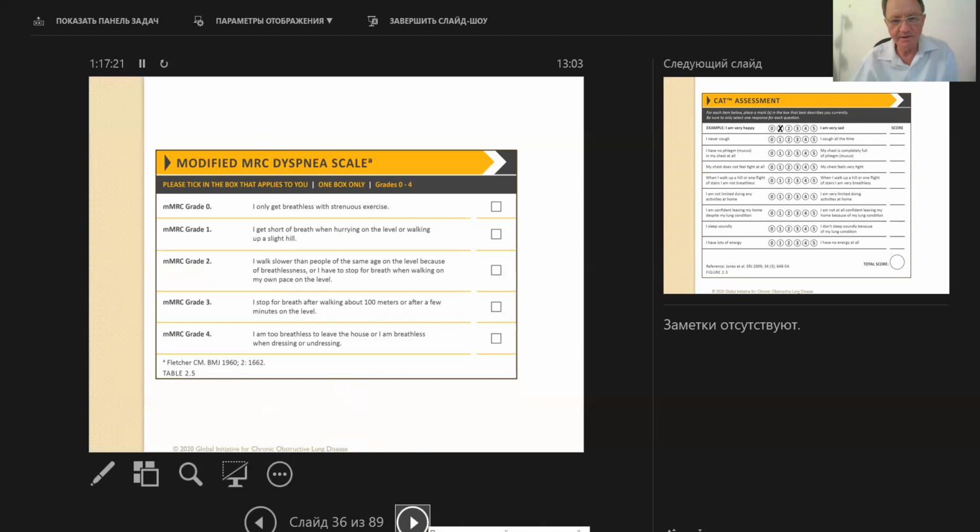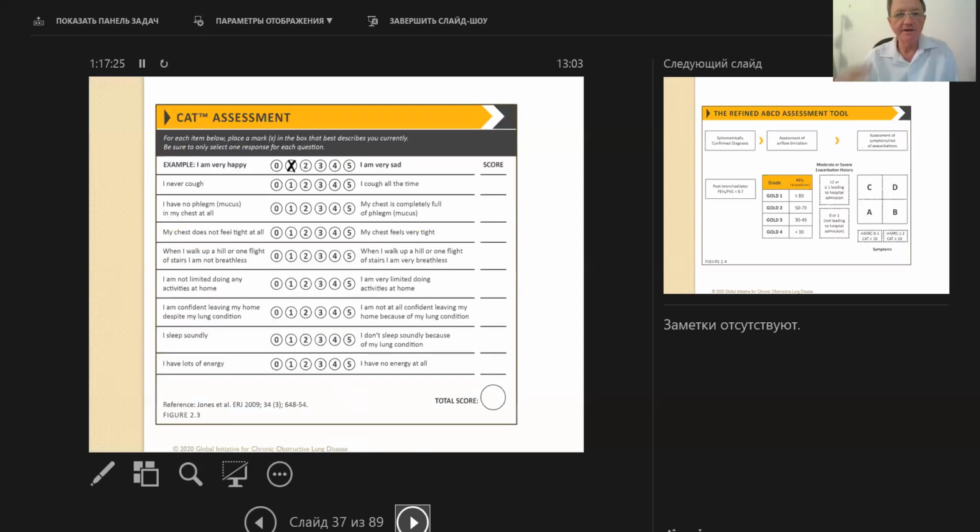We will talk about these scales several times, and also the COPD Assessment Test. For example, a question: I never cough, that's 0 points. If I cough all the time, 5 points. The patient checks these scales. If the total score is less than 10 points, it means fewer symptoms. If a patient scores more than 10 points on the COPD Assessment Test, the CAT test, the patient has more symptoms and more influence of the disease on the health condition of the patient.